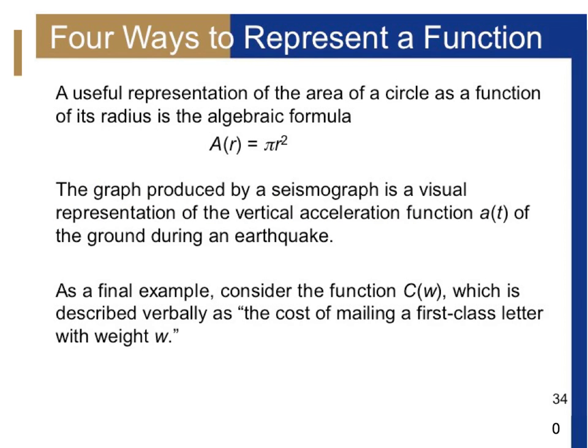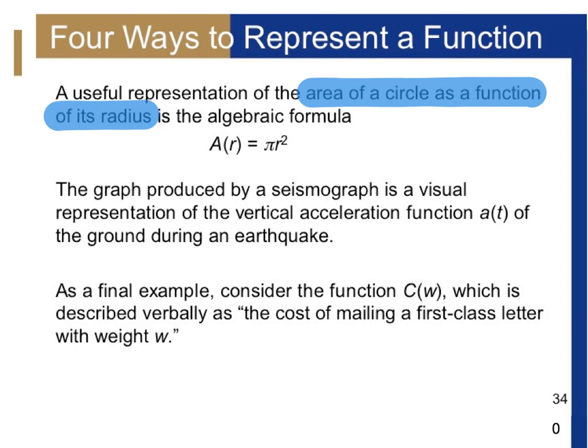Okay, so we talk about the area of a circle as a function of its radius. We could write A of r, and notice we have this notation here with r in the parentheses. That's saying area is a function of radius. That means radius is our input and area is our output. So area as a function of radius is pi times r squared.